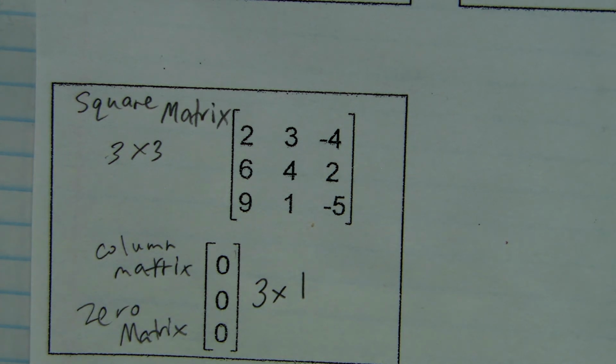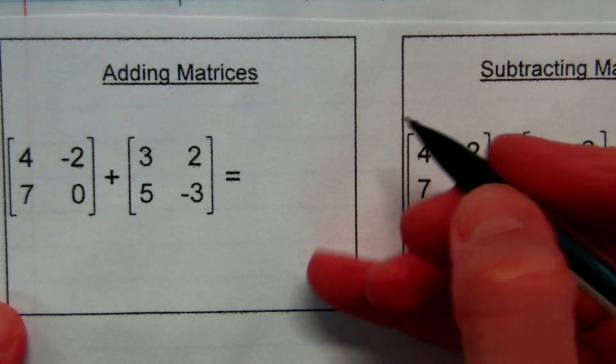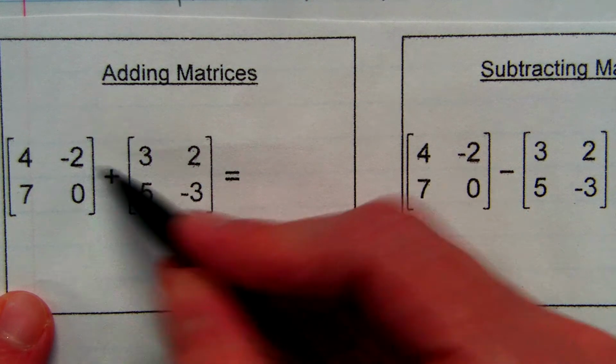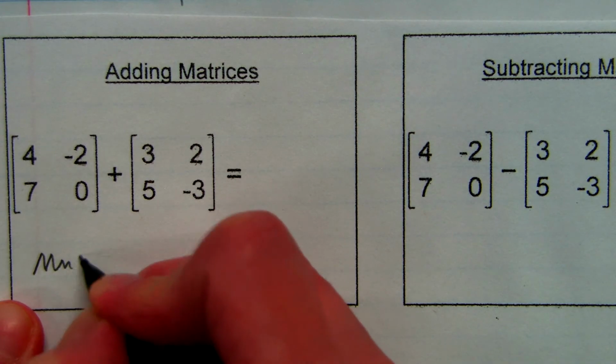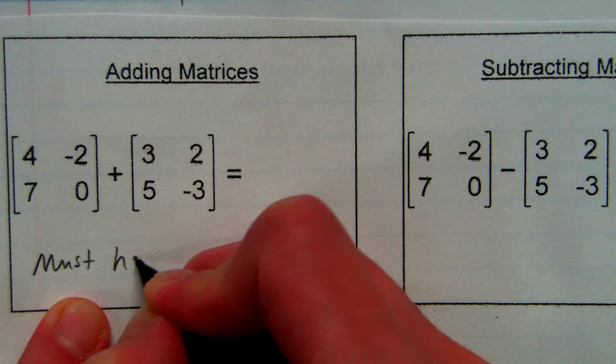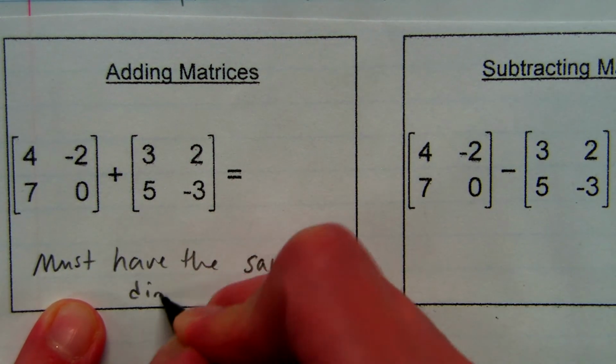All right, so on the next page, we're going to learn about 3 major types of operations we can do with matrices. It's pretty straightforward. If you're adding matrices, you're going to add the numbers that are in the same position. So down here, we're going to write a note that they must have the same dimensions.